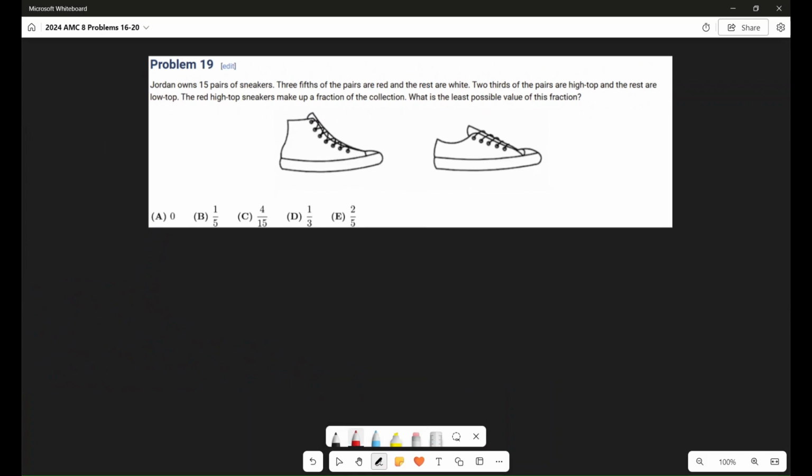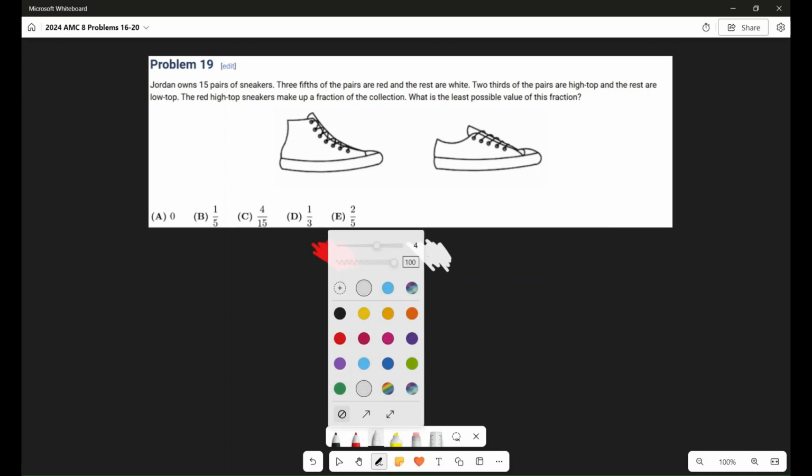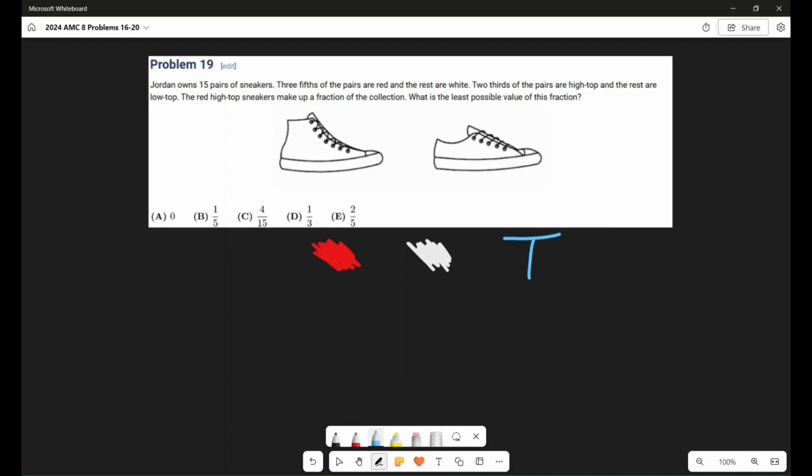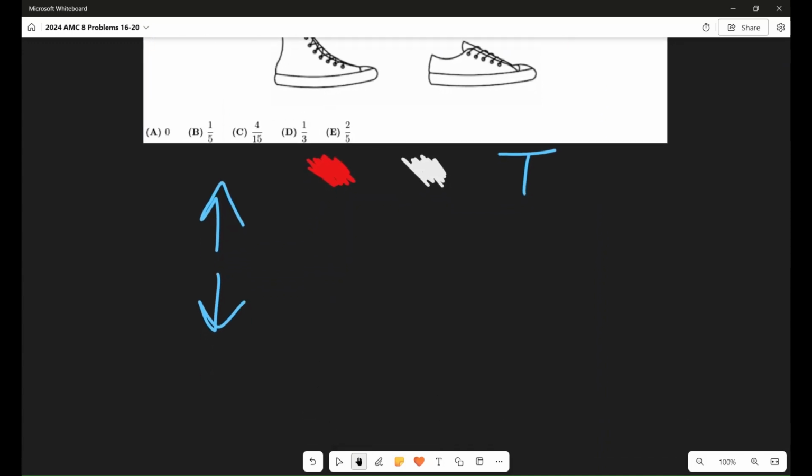So let's start by making a table. So we have red sneakers, we have white sneakers, and then we have the total. Then we have high top, low top, and the total.